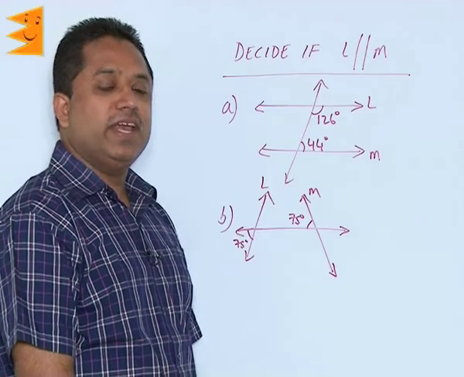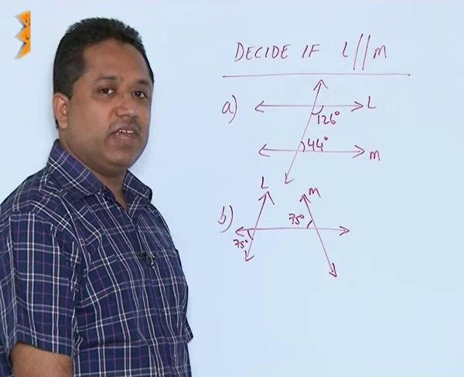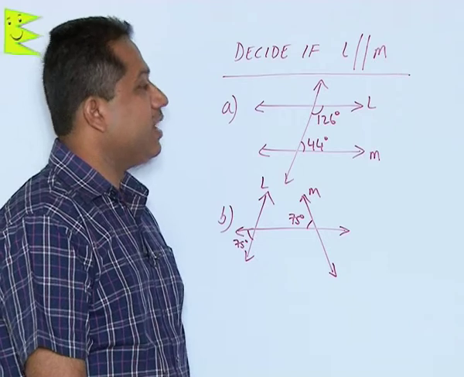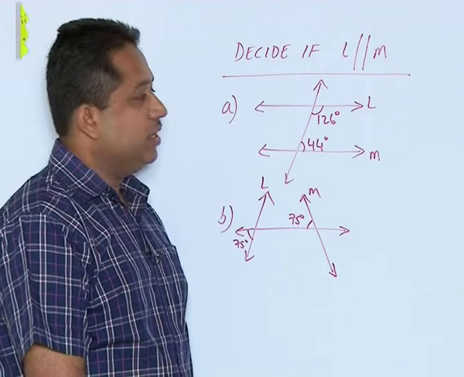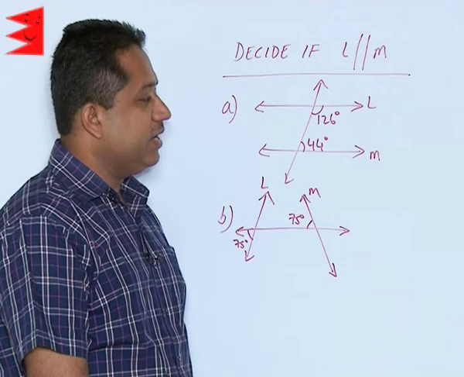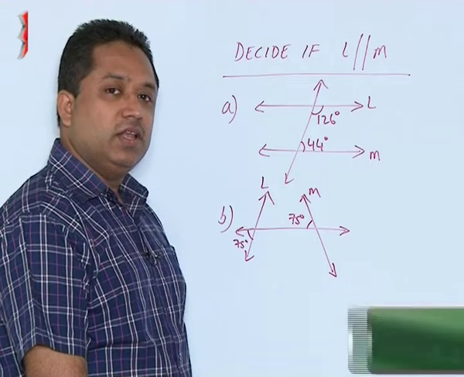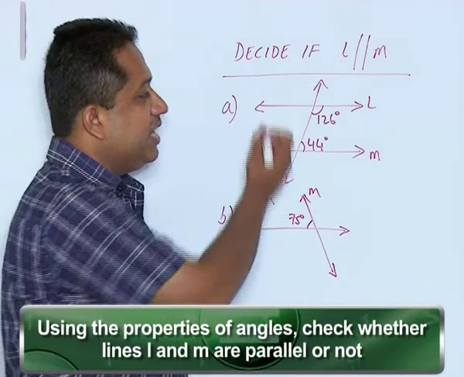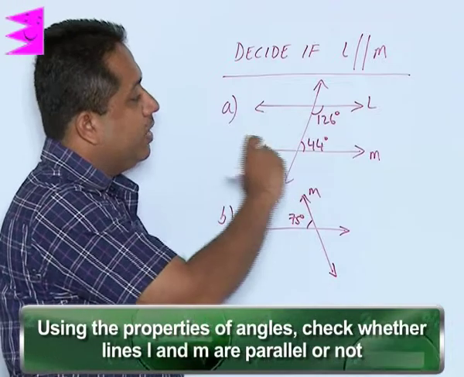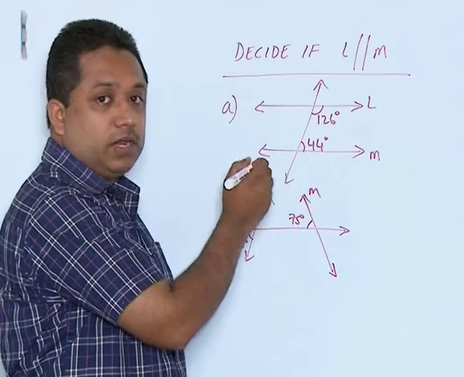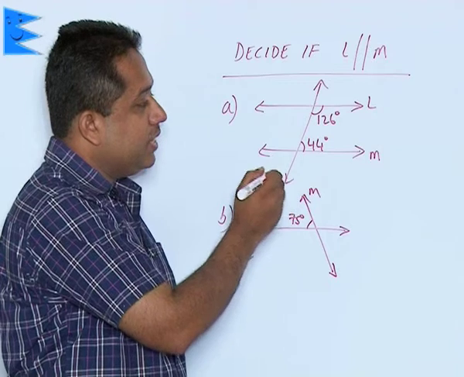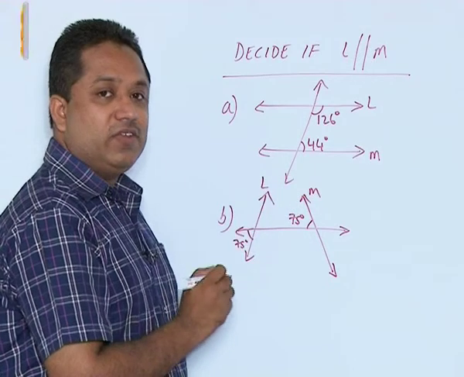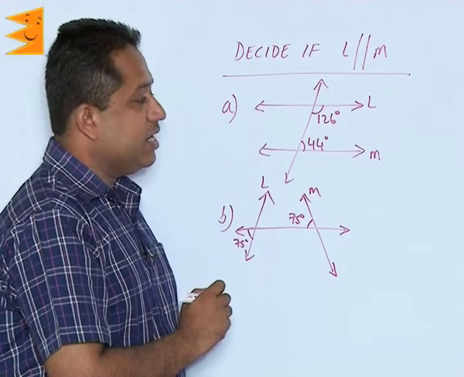Now, let us look at the next type of question where we have to decide if L is parallel to M or not. It is not given to us that L and M are parallel, but some angles are given, and using the properties of angles we have to check whether these lines are parallel or not. In the figure it may appear parallel or it may not be parallel, but you will have to actually solve and verify for the parallel condition.